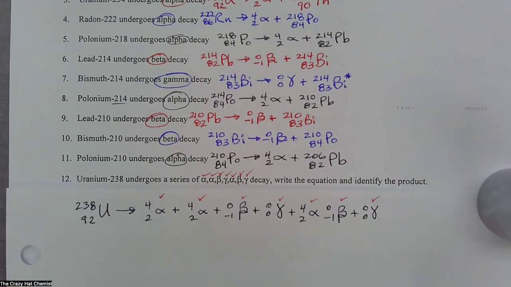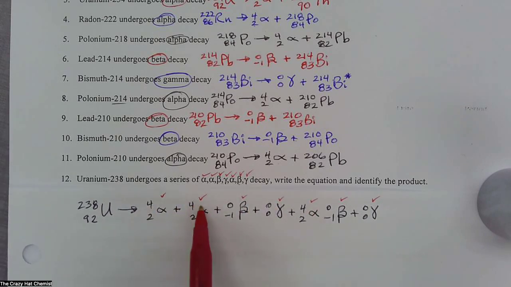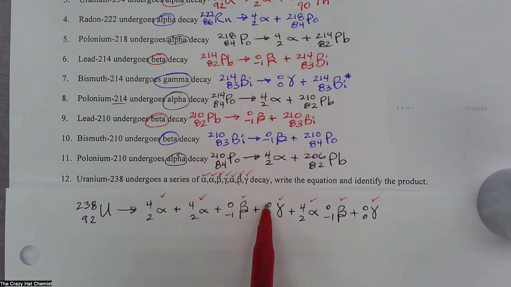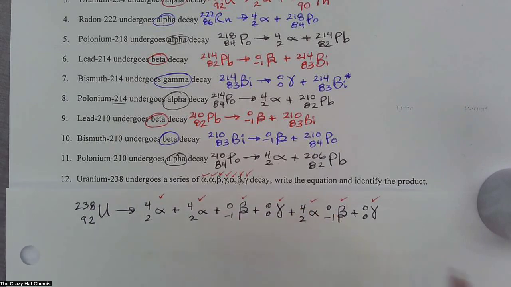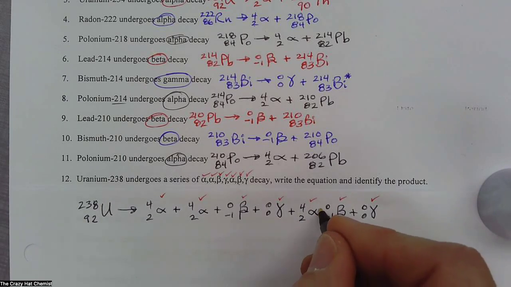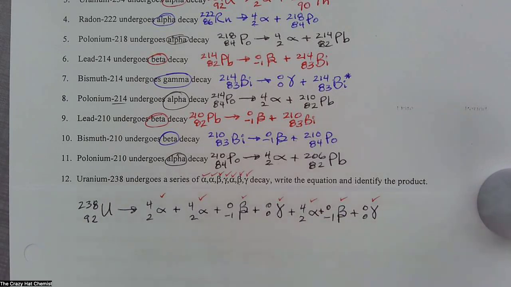All right, perfect. So now what we're going to do is sum up all the numerator numbers. So that's 4 plus 4 plus 0 plus 0 plus 4. There is a plus sign here in between these. I apologize. There we go. Plus 0, plus 0. So that's 4, 8, 12. So we're going to take 238 and we're going to subtract 12 from that. What do we get?